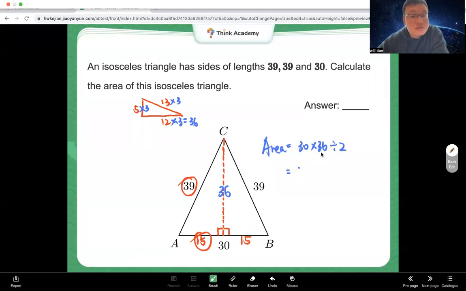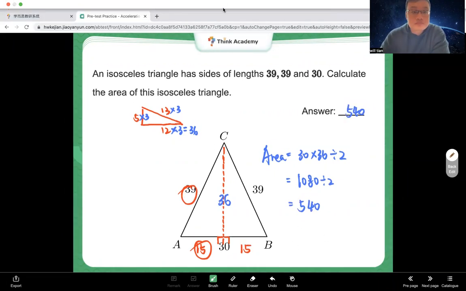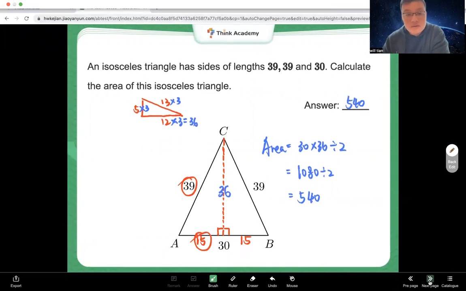Let's see, 30 times by 36 is 1080, divided by 2. What's that number? 540. Yes, guys, it's just 540. That's the area of this triangle. Okay, that's it. So just remember, if I give you any isosceles triangle, you cut that in half, you get the area.